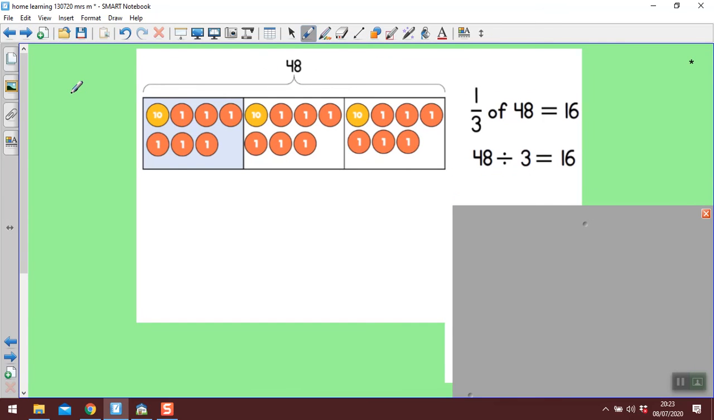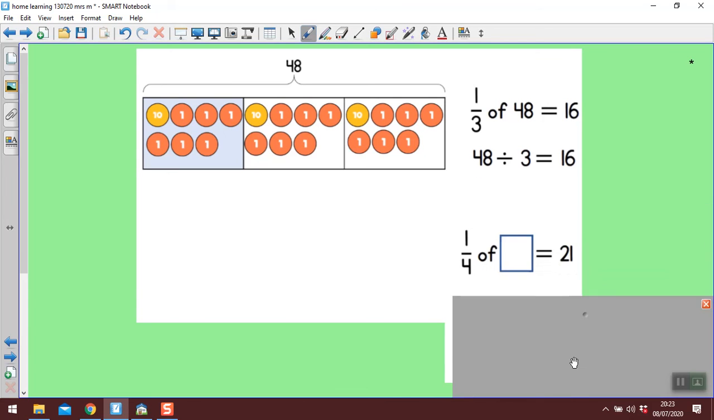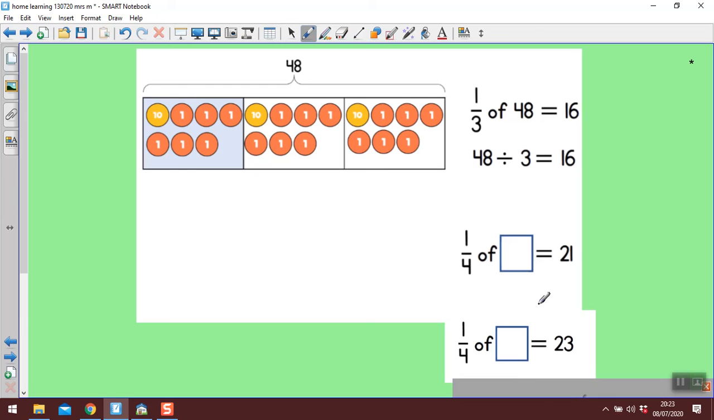Now this is your last slide. So 48 split into 3 equal parts was 16. That's 1/3 of 48 equals 16. 48 divided by 3 equals 16. Now this is a tricky challenge. I'd like to know what the missing numbers are here. Look what we did. For 1/3 of 48 we got 16. We divided the 48 by the 3 to get 16.